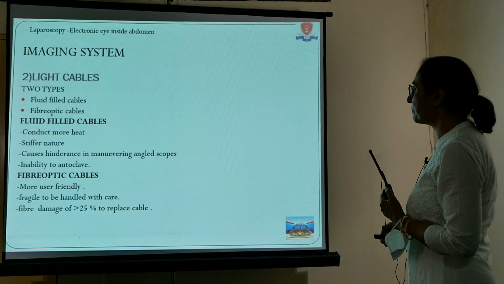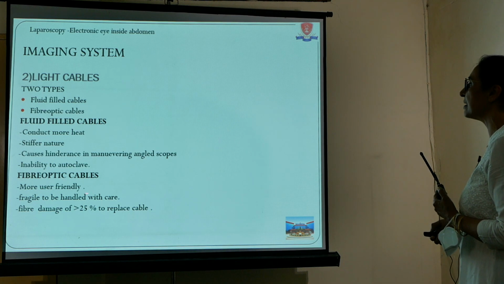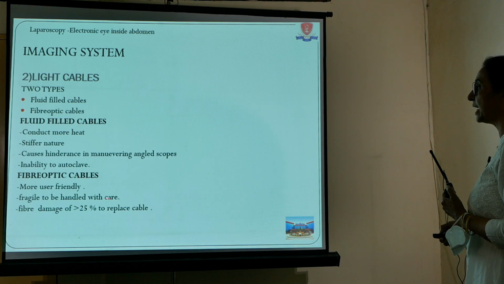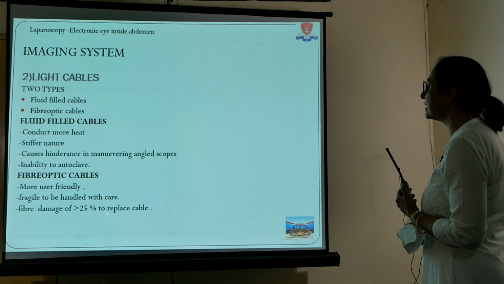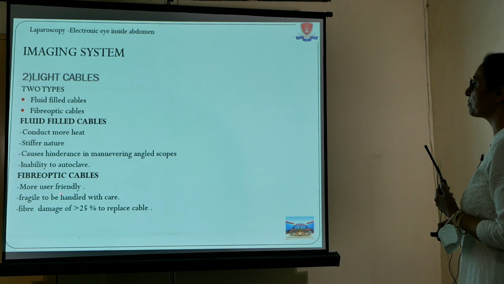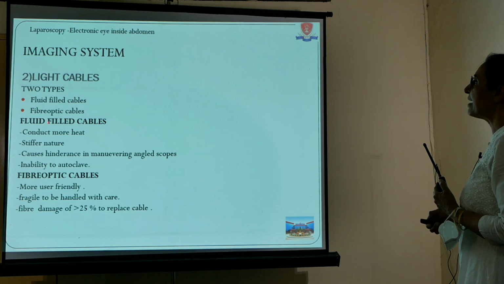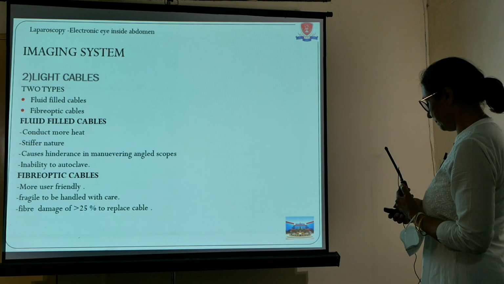They are user friendly, although they are expensive, but you have to handle them with care because they are very fragile, and if fiber damage is more than 25%, we have to replace the cable. That is why we have to be very careful, but we have advantages also with the fiber optic cables.